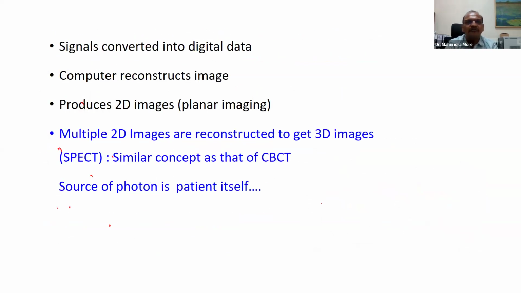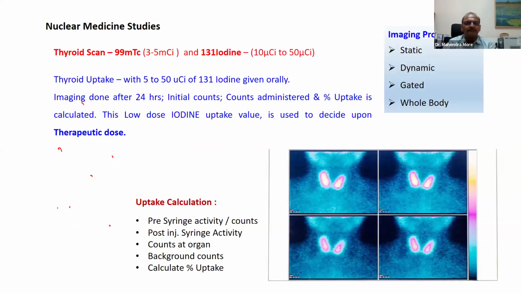These signals are converted to digital data. Then the computer reconstructs the image through reconstruction processes. It can produce a 2D image with a background, and multiple 2D images can be reconstructed to get 3D images, a similar concept to CBCT. But here the source is the light photon coming from the patient's body.